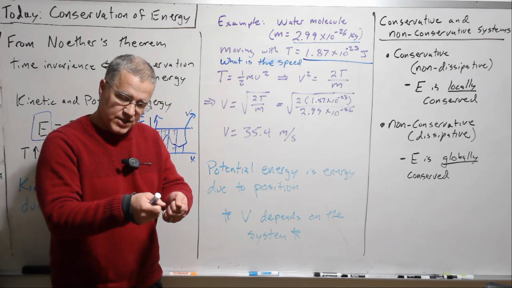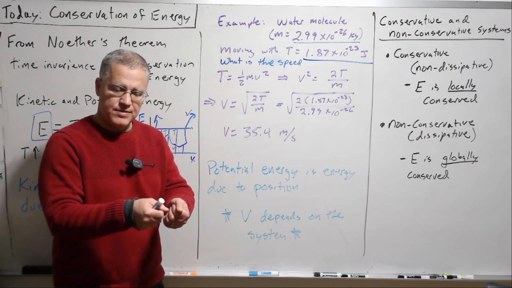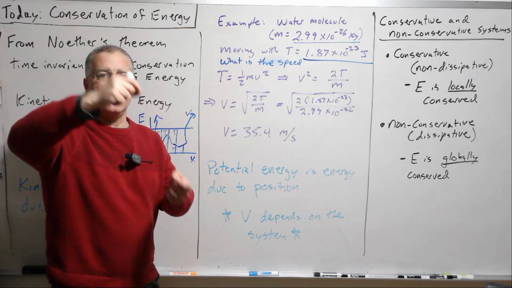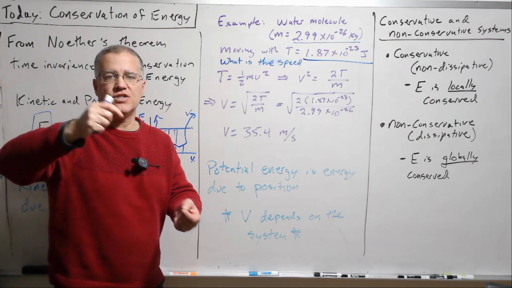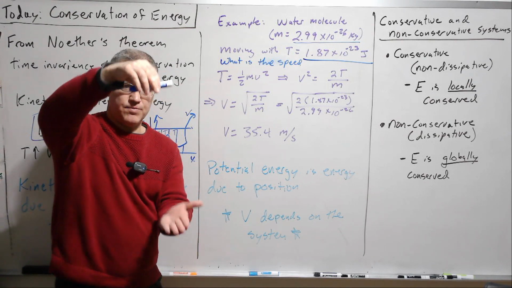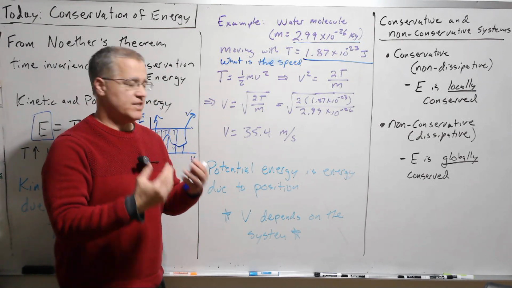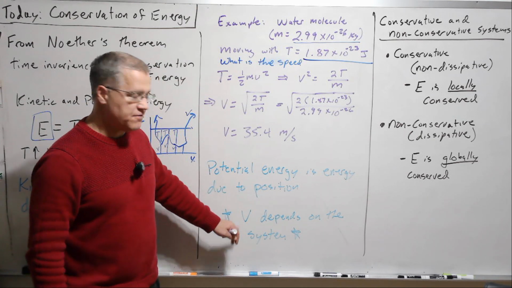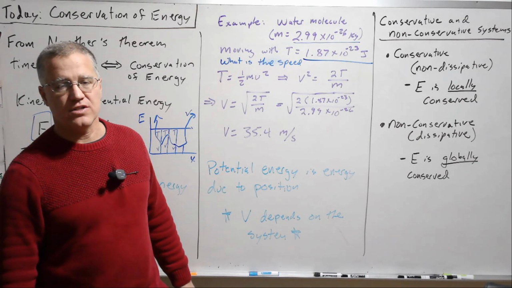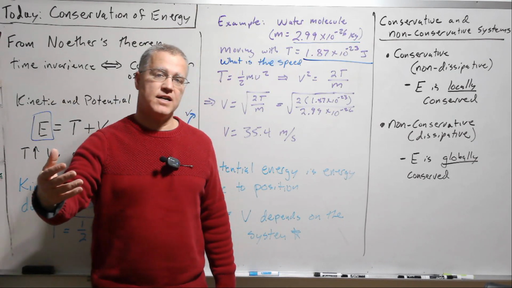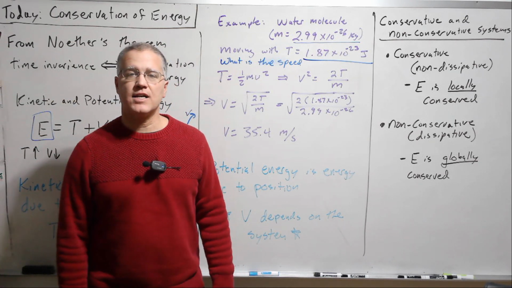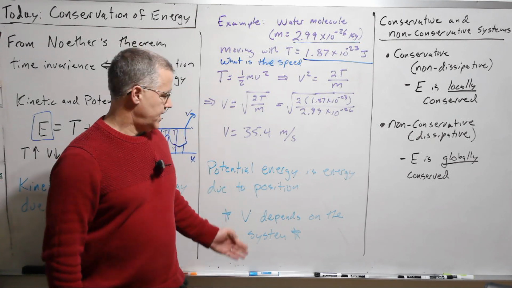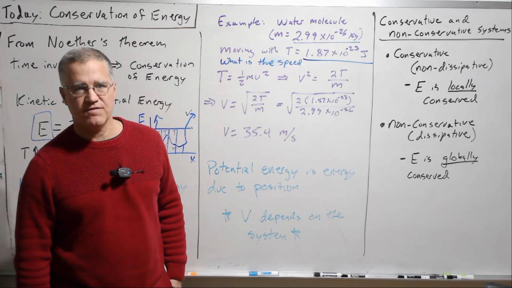So if we have a molecule in a bond, or an atom involved in a bond, versus an electron in a positive-negative charge situation, or this pen in gravity, we have a different situation in each case, and we have a different formula for the potential energy. In the next lecture, we're going to talk about some specific systems that we run into a lot and the specific functions of position.